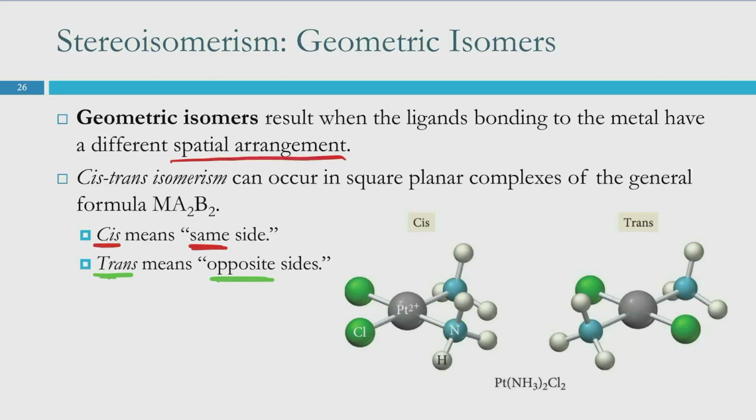So in a cis isomer, the chloro groups are on the same side, the amine groups are on the same side. For trans, they're on opposite sides. So the amines are opposite each other, the chloros are also opposite each other. Cis, same, trans, opposite.